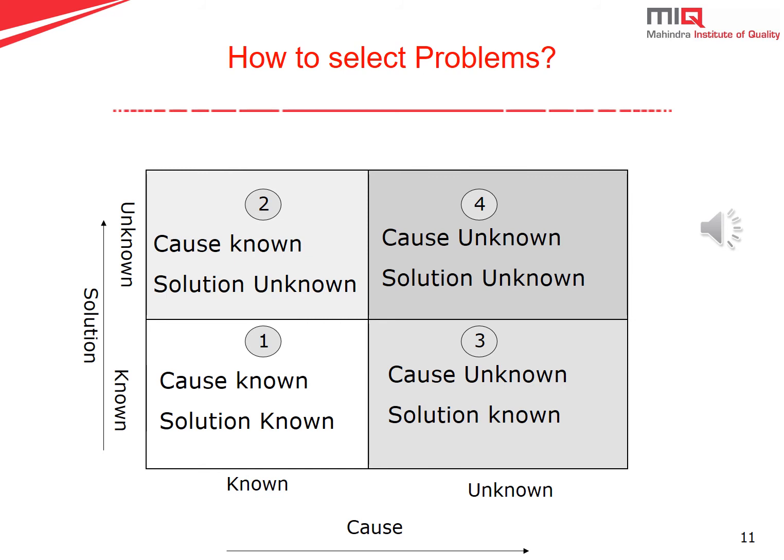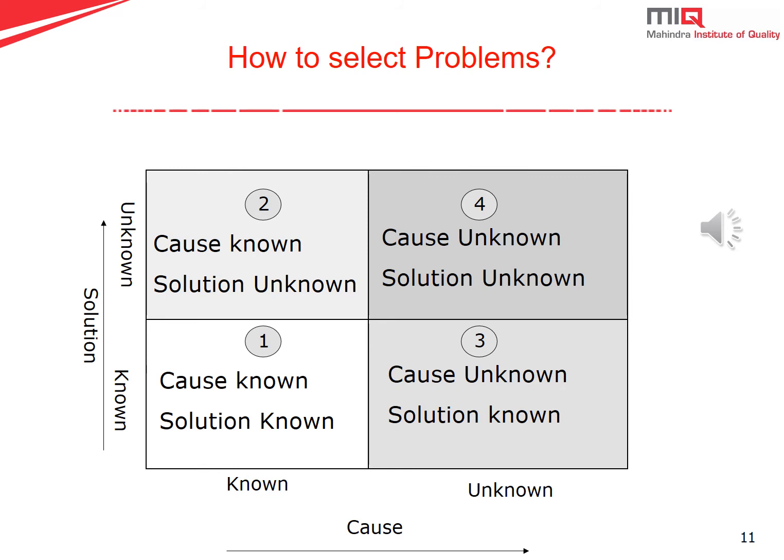In quadrant number two, causes are known and solutions are unknown. These problems are usually handled through benchmarking, brainstorming, and innovative solutions. In quadrant number three, the causes of the problem are unknown, but the solution is known.